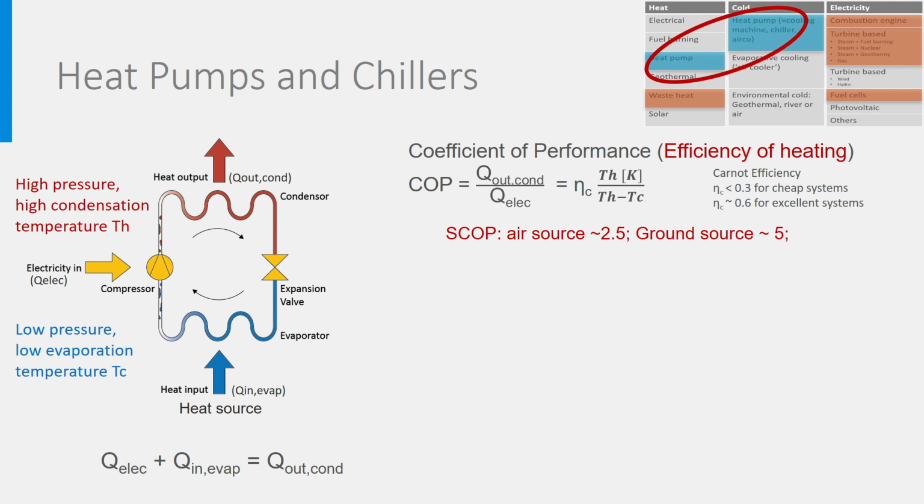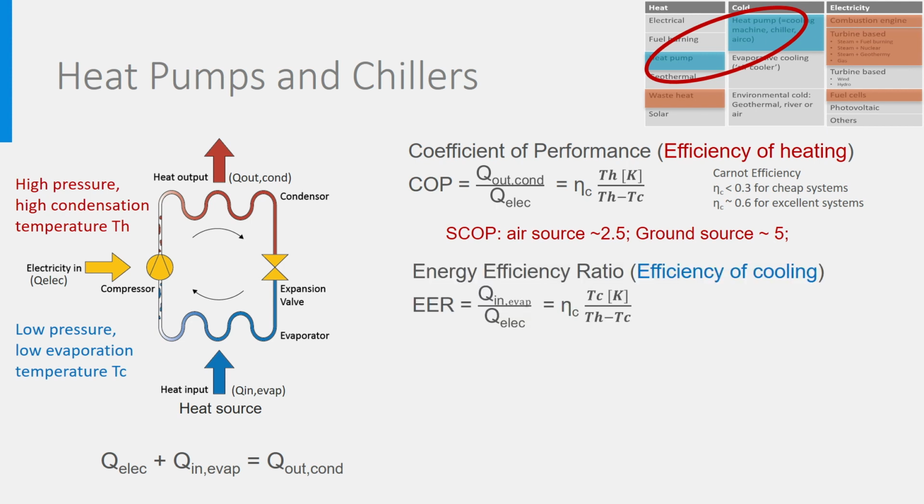The efficiency of a chiller is called the energy efficiency ratio, EER, or sometimes cooling COP. It is defined as being the heat removed from the environment, Q in evap, divided by the electrical input to the compressor. The heat removed from the environment is the cold that is created in your fridge or in an air-conditioned room. Observe here too that for a high efficiency, Th minus Tc must also be as low as possible, which implies high temperature cooling and the possibility to reject the heat at a low temperature.